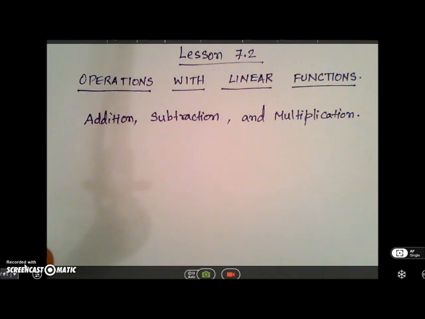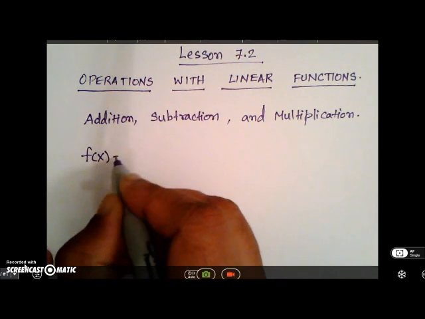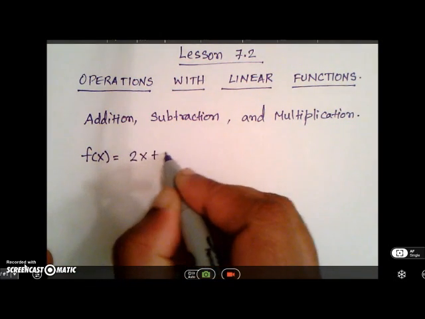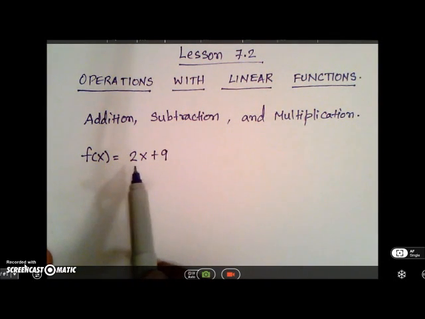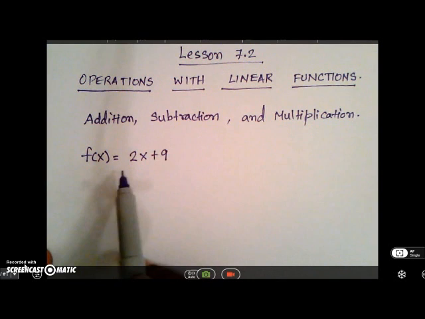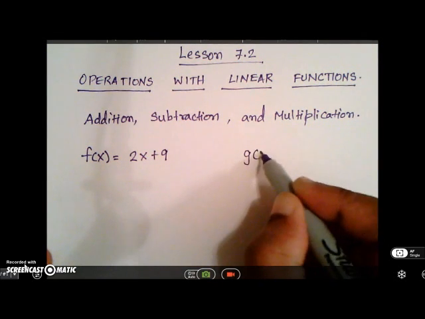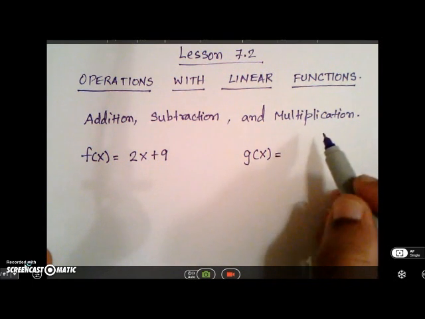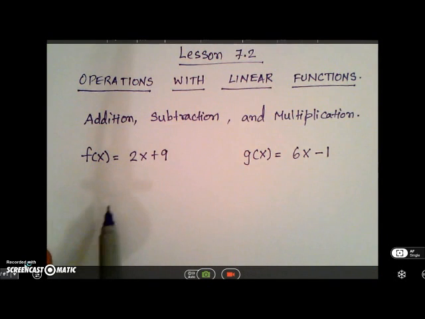So I'm given two functions, f of x equal to 2x plus 9. This is a linear function. You see that y equal to mx plus b, a linear function. I'm given another function, g of x equal to 6x minus 1. So I'm given these two linear functions. Because it's of the form y equal to mx plus b, it is a linear function.